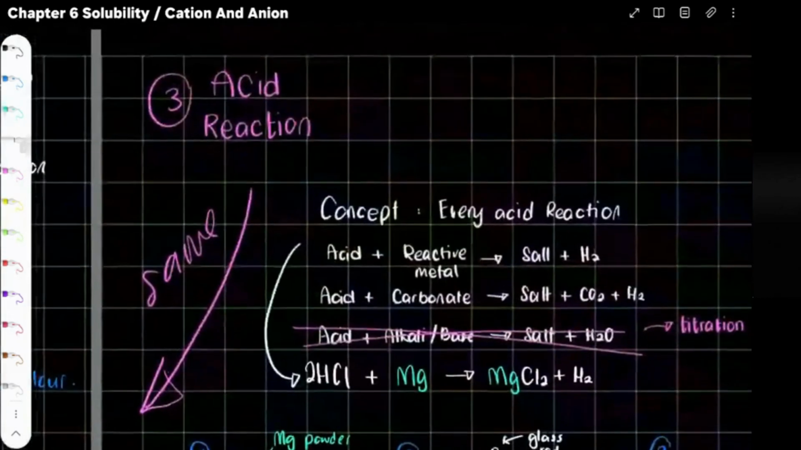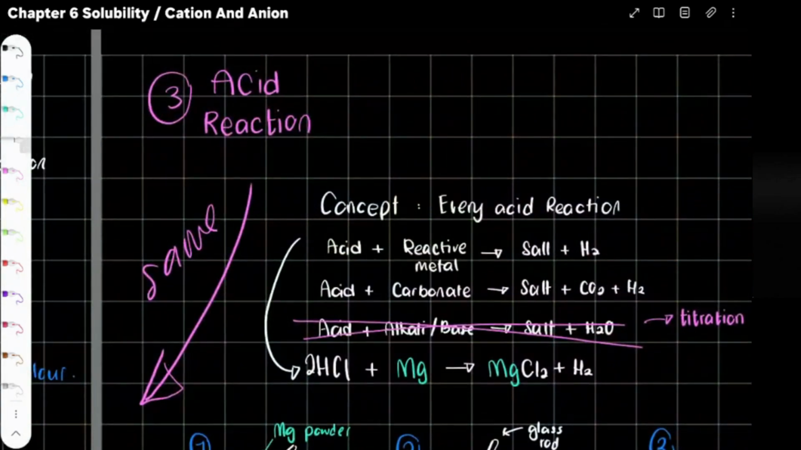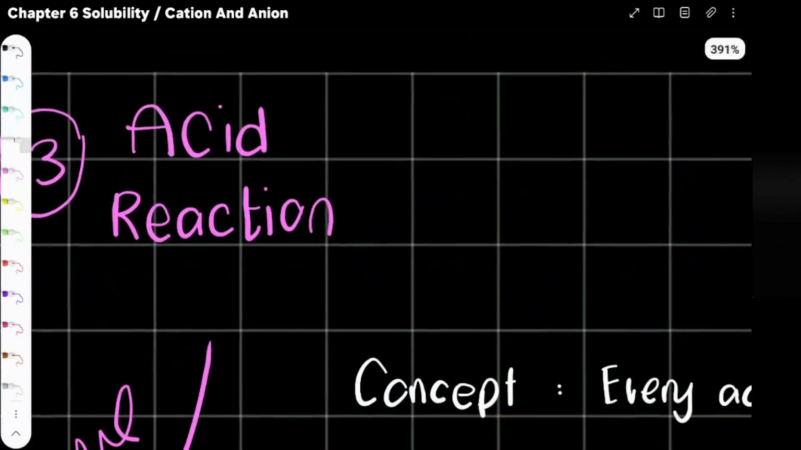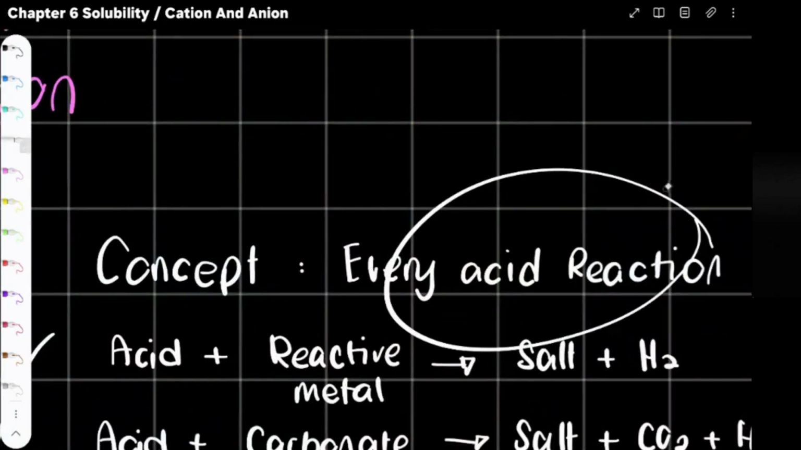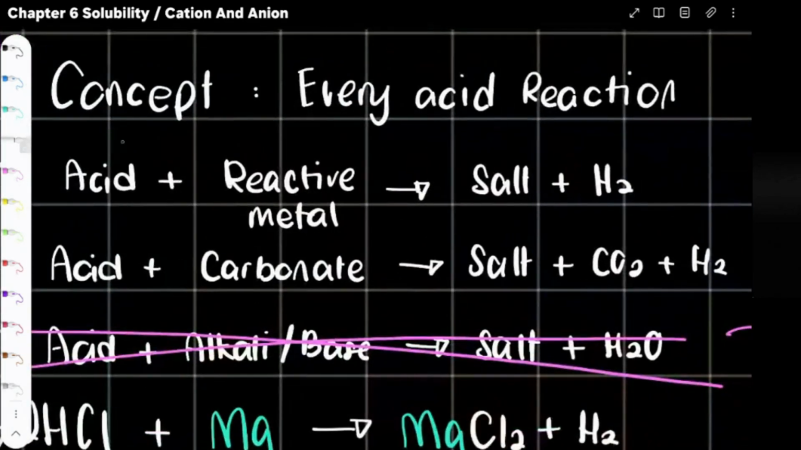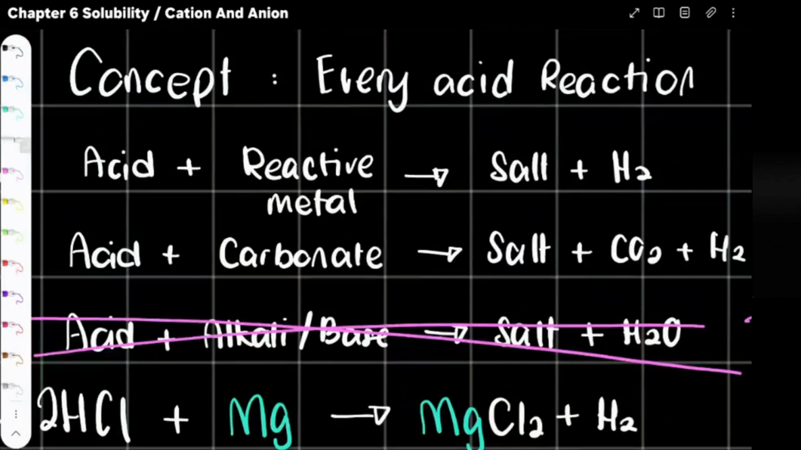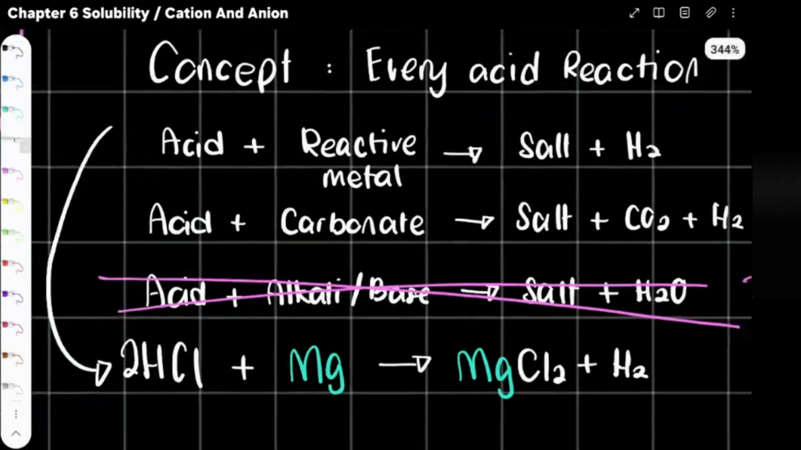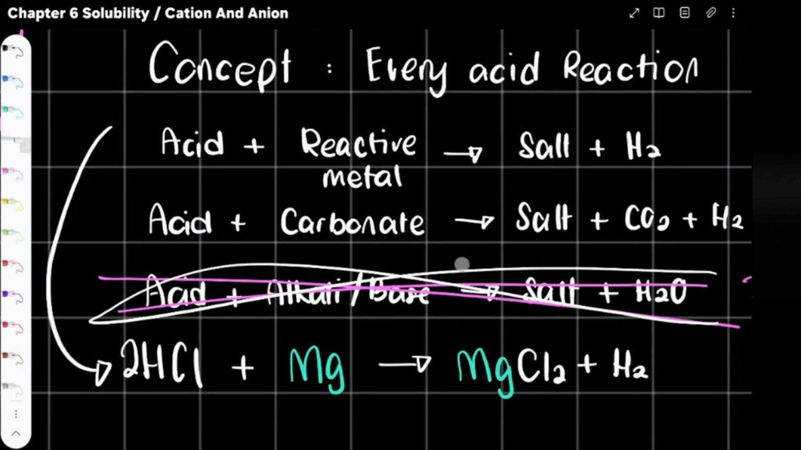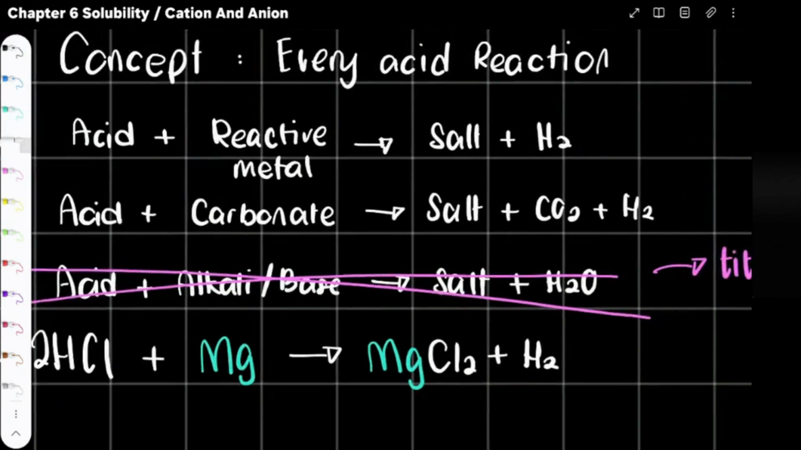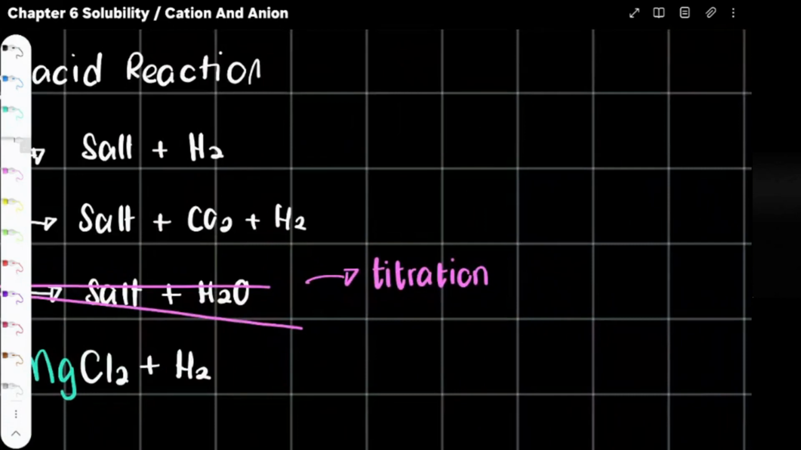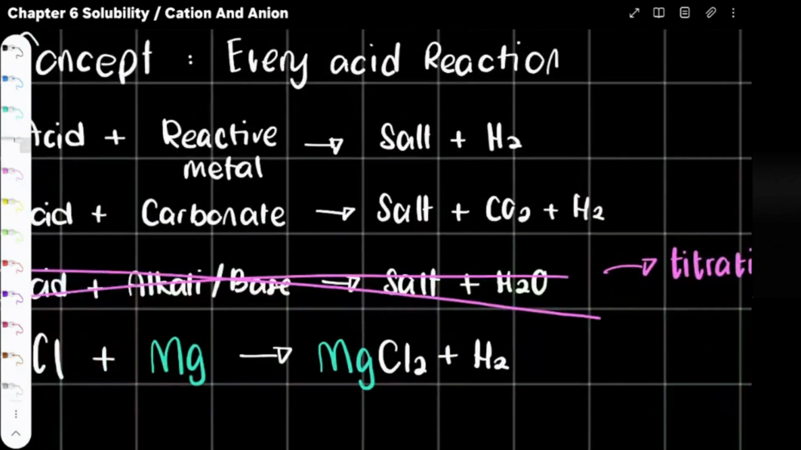Now the last method here, acid reaction. Okay, acid reaction is the most simple one, right? First of all, what does it mean? Basically every acid reaction, like acid plus carbonate, acid plus alkali. But you can see here, why did I cross this out? Because acid plus alkali equals salt and water. This is titration. We don't want titration. So we're not going to use that one.